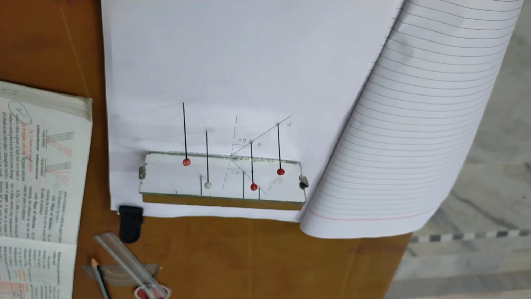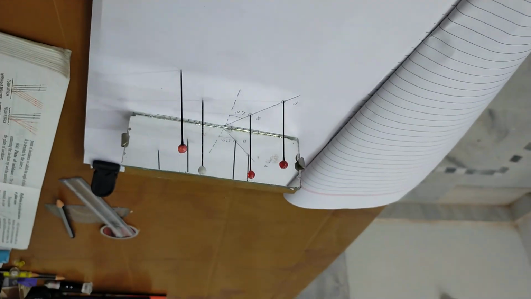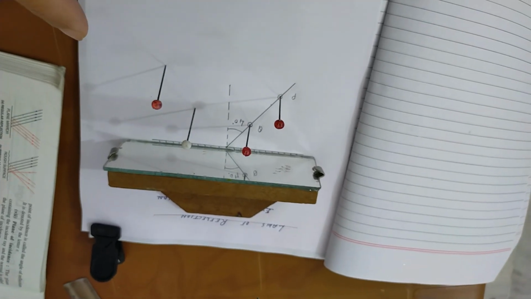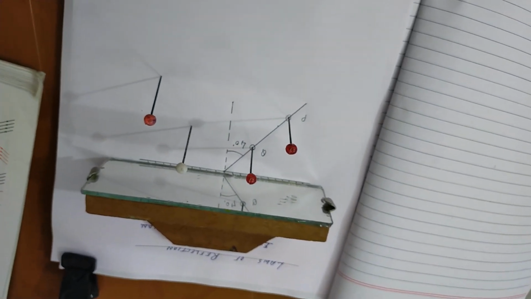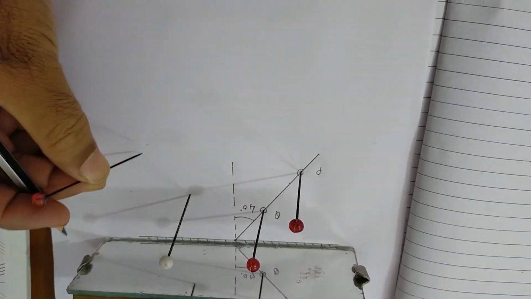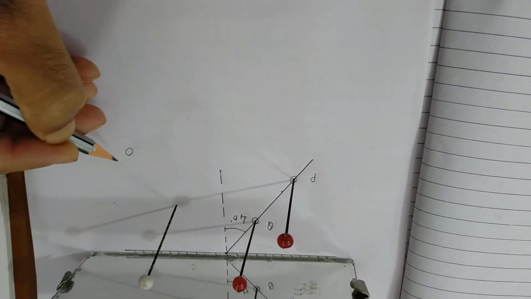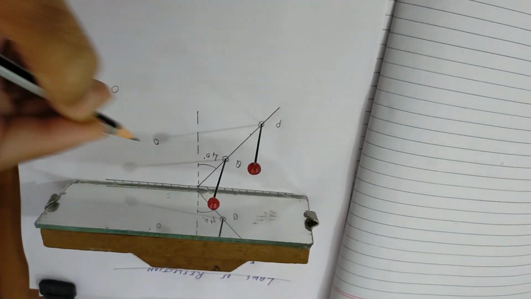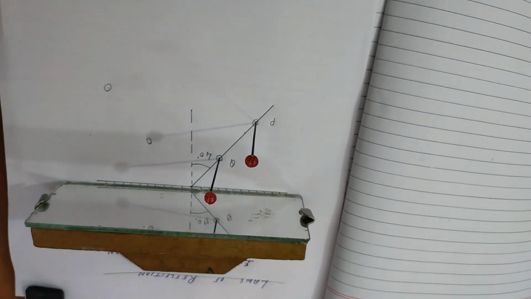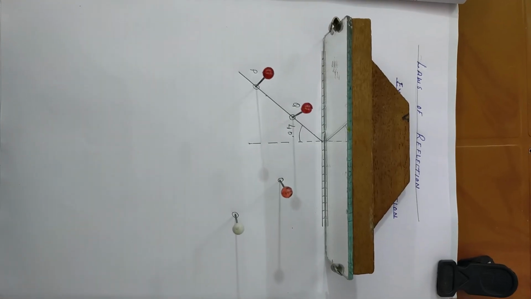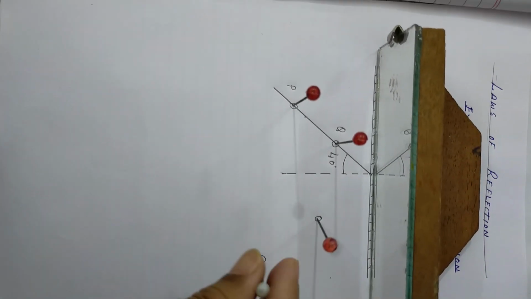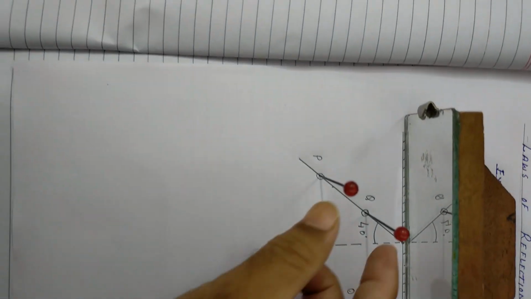If you see the side view, this is how it looks through the mirror, and this is what we see from top view. So before we take out the pins, we mark them round with a pencil, so that when we join this line we get the reflected ray and the angle of reflection.